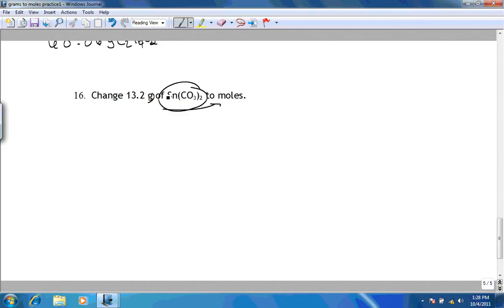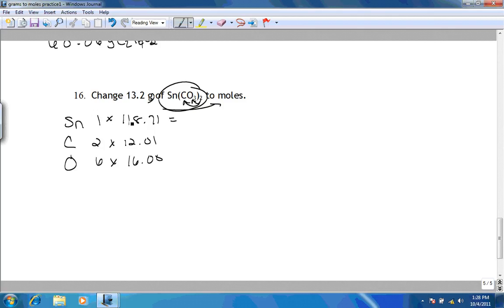of tin(IV) carbonate. So we have tin, carbon, and oxygen. This 2 goes to everything inside the parentheses. We multiply that through. We have 1 tin, because that 2 doesn't go to the tin, and only goes to what's inside the parentheses: 1 times 2 carbons, 3 times 2 oxygens. Look on the periodic table and we find that tin is 118.71, carbon is 12.01, and oxygen is 16.00.